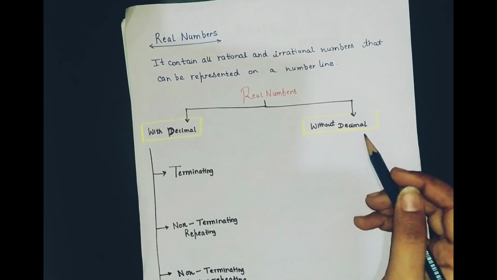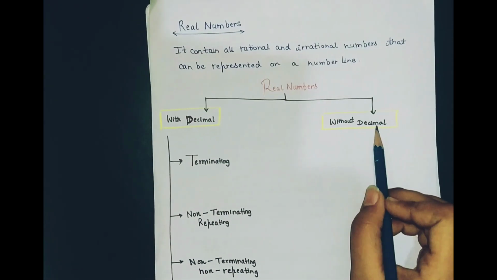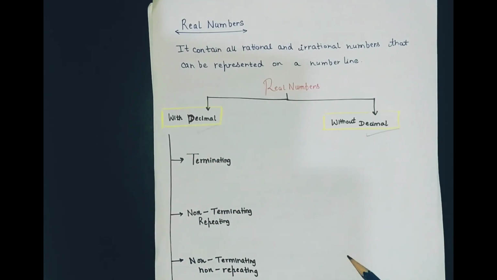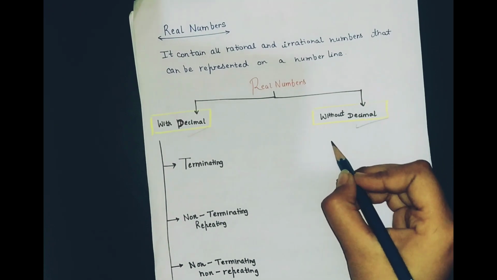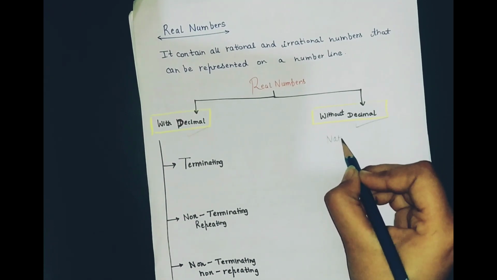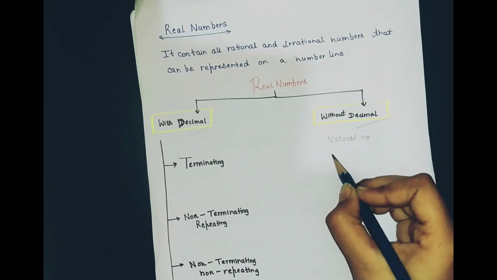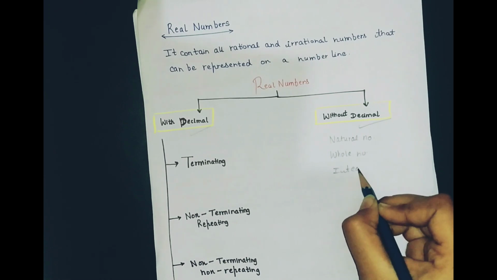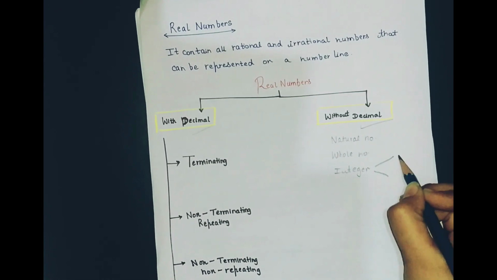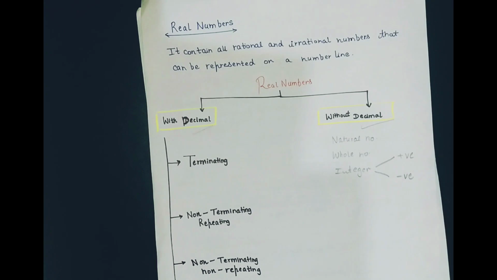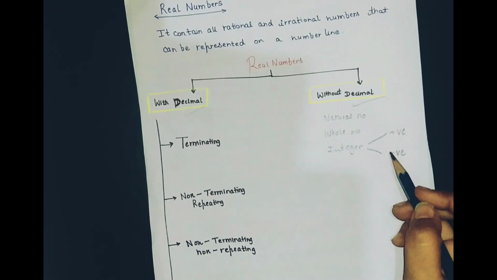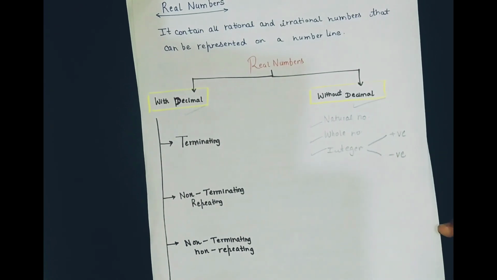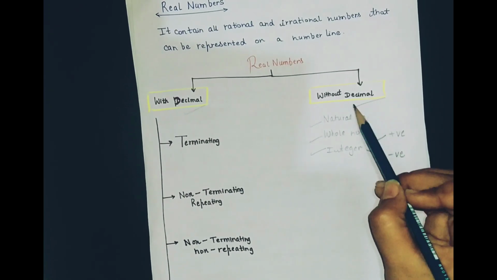Okay, so we have a flow chart with decimal and without decimal. First, let's understand without decimal. What are the without decimals? As I said, natural number, whole number, integer, that is positive integer and negative integer, both of them. So we have natural number, whole number, integer. Every kind of number is included in real numbers without decimal.